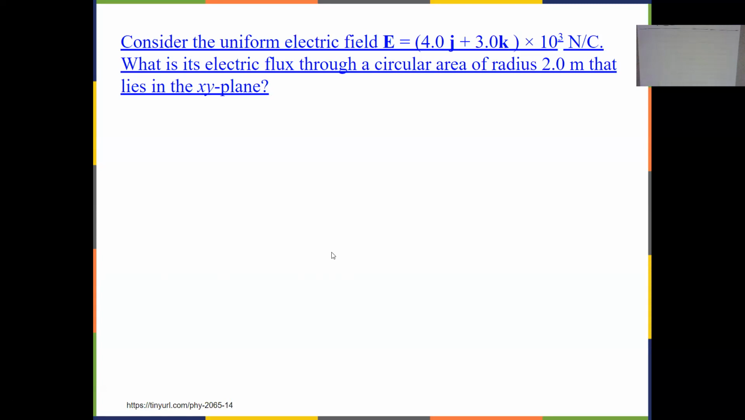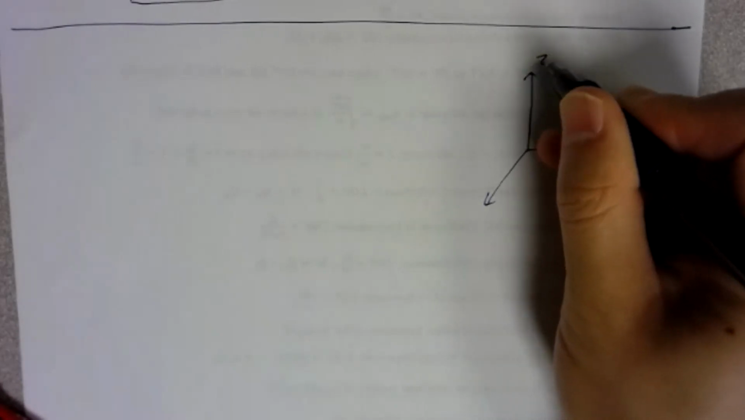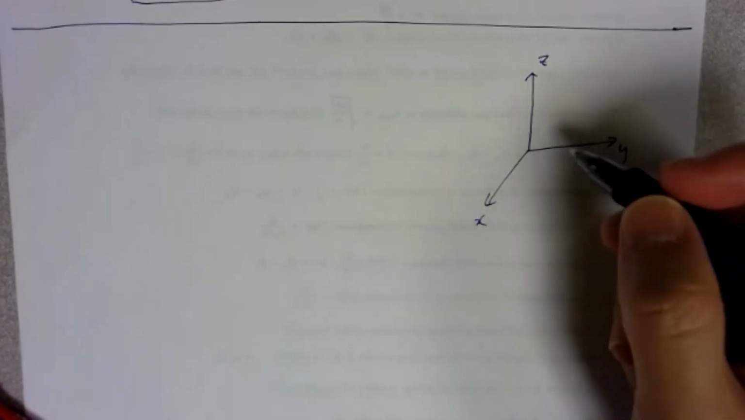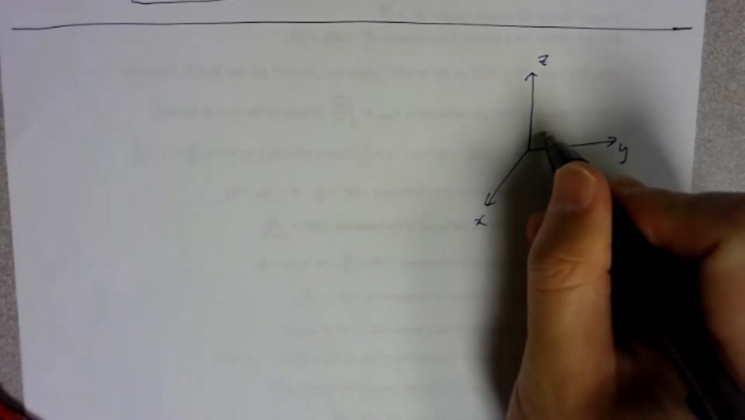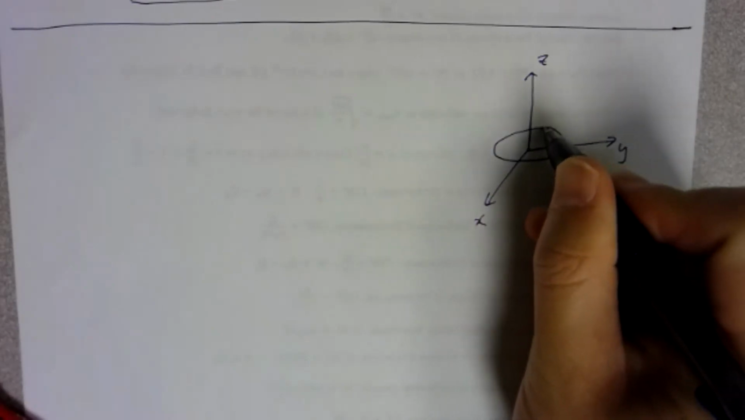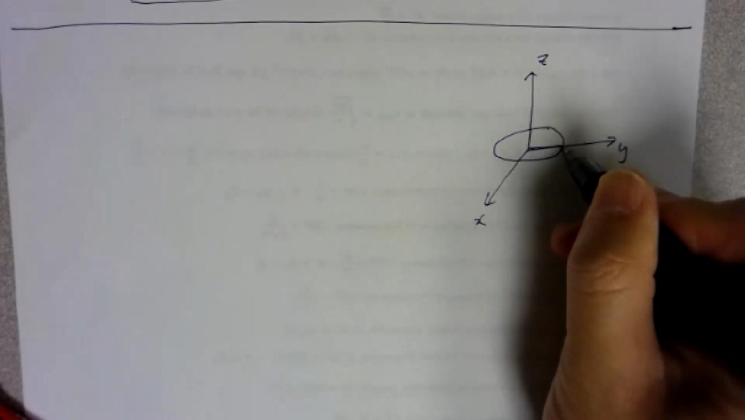Again, let's sketch this guy. Oh, let me stop sharing the screen so you can see the paper in the wider screen here. Okay, so E field. So this looks like a three-dimensional problem. So X direction, Y direction, and Z direction. Okay. X, Y, Z. So there's a circular area of 2 meters radius in the XY plane, so something like that here, where the radius is 2. So this is 2 meters.